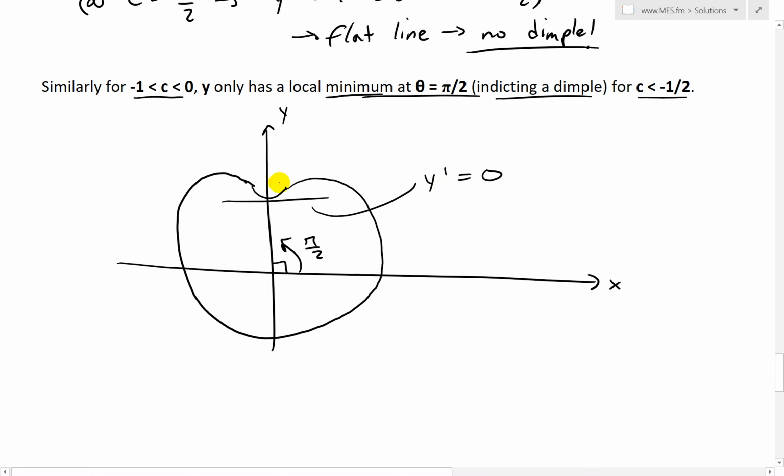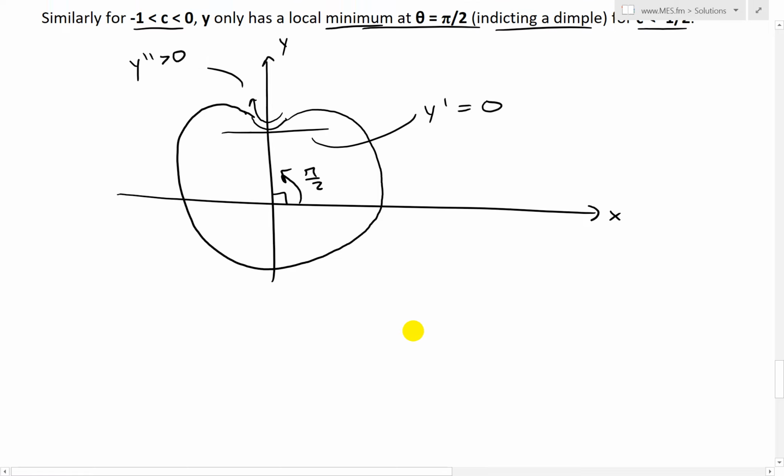And also, now this time it's rotating upwards, so it's increasing. So basically the rate is going to be increasing upwards, or it's concave up. So we have y double prime is greater than 0. That's the only difference. The only difference is it's greater than 0.